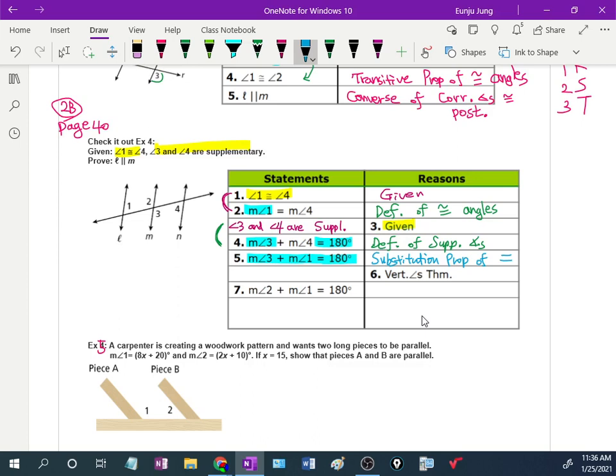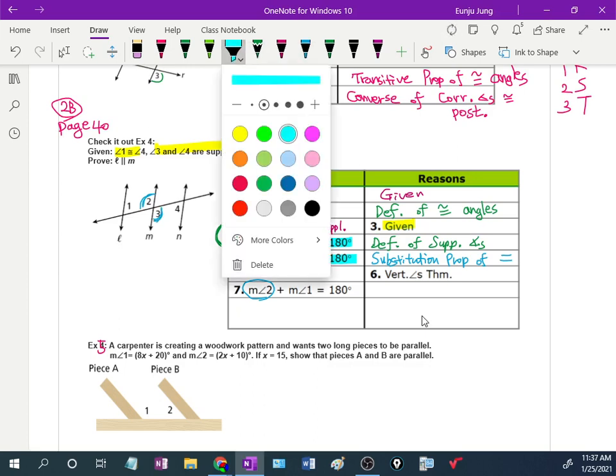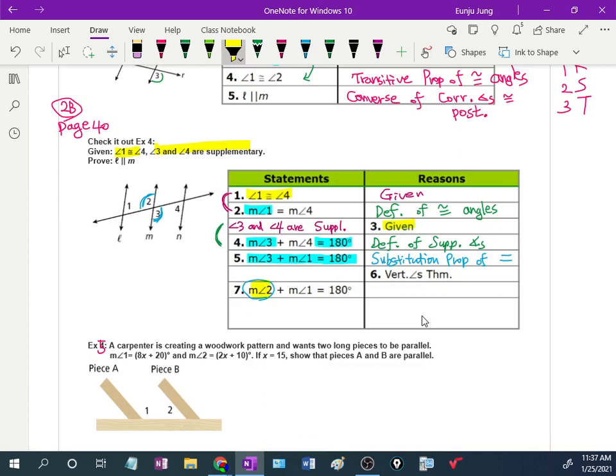We have a lot of vertical angles here, right? But I need this one. So I need to go with this, okay? So what angle do I need to use? Angle 2 and angle 3. So I can connect this. So I can say, all right, here angle 2, angle 3. So let's have some little bridge between them, okay?